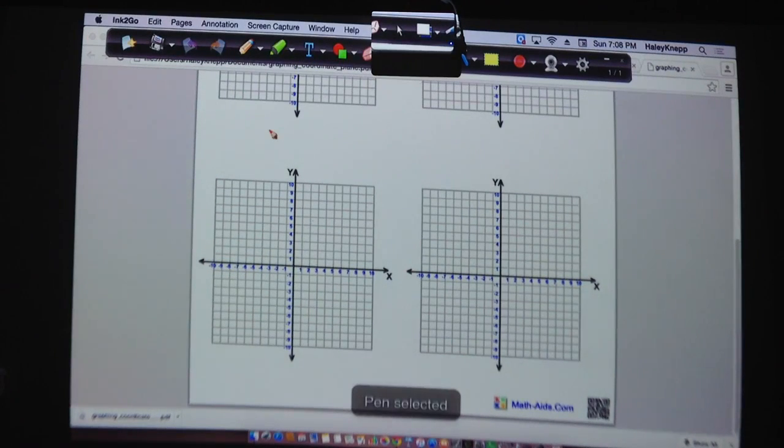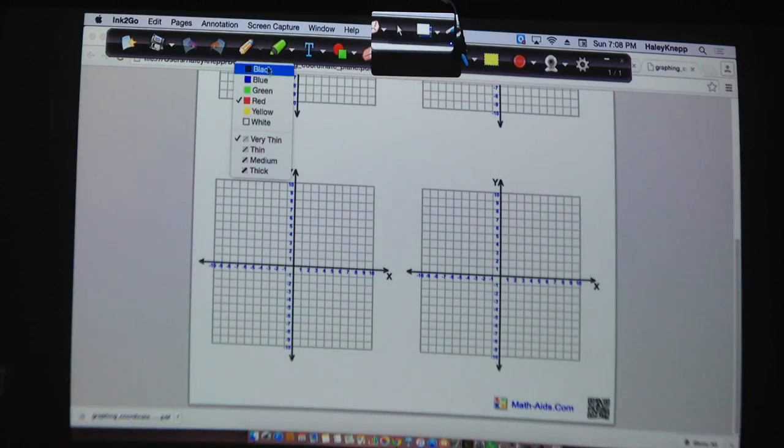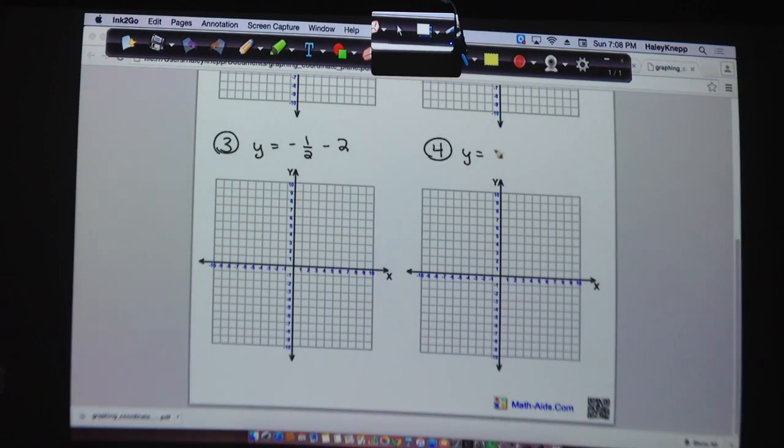Going to number 3, y equals negative 1/2 x minus 2. The first thing I'm graphing once again is my y-intercept. So at negative 2, I make a point, plot my point.